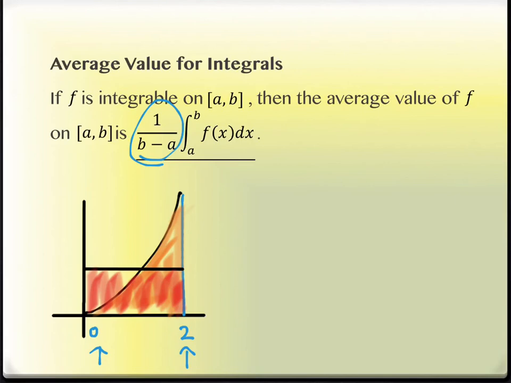So area is length times width. So if I take the area, because that's what this is over here, this is the area, and I divide by the width, I should have the length. Okay, that's where it's coming from. It's just your basic area formula for a rectangle.